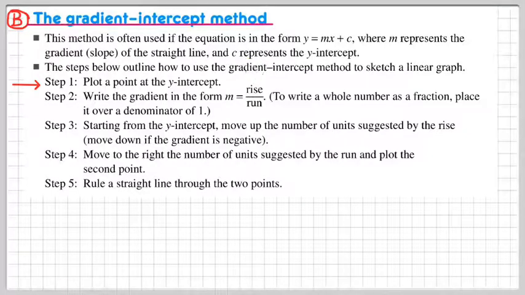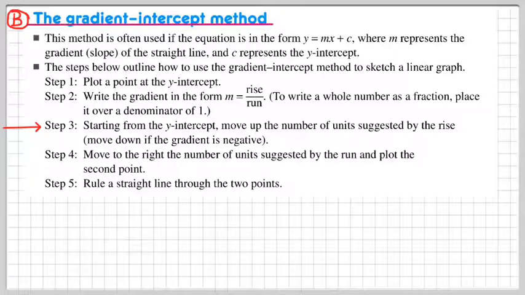Now, these are the steps we've got to do. We've got to basically plot a point at the y-intercept. That's the first thing. That'll be on the y-axis, where x is 0. We start with that point. Now, step 2, we write the gradient in the form m equals rise over run. That's very important because that tells us how much run we get for how much rise. I'll show you how to do this in a moment.